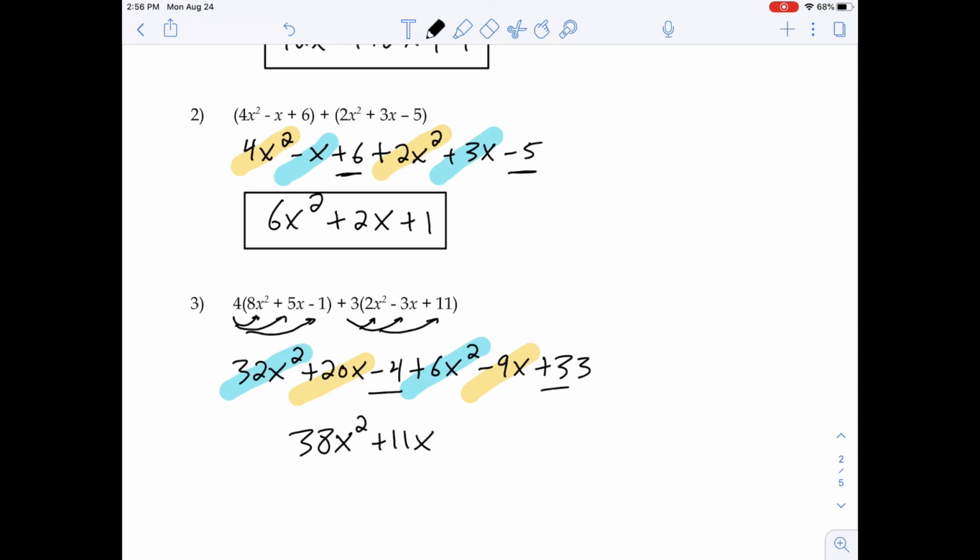And then of course, I have my constant terms. I have minus 4 plus 33. So that would give me plus 29. All right. So this is the sum for number 3. And then in the next video, we're going to pick up with subtracting polynomials.